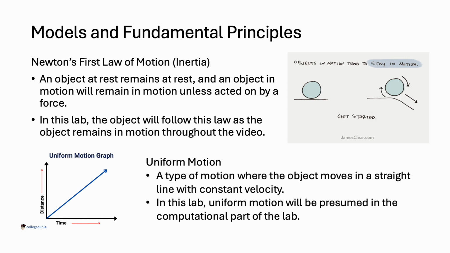Models and fundamental principles. Newton's first law of motion, or inertia: an object at rest remains at rest, and an object in motion will remain in motion unless acted on by a force. In this lab, the object will follow this law as the object remains in motion throughout the entire video. Uniform motion is a type of motion where the object moves in a straight line with constant velocity. In this lab, uniform motion will be presumed.